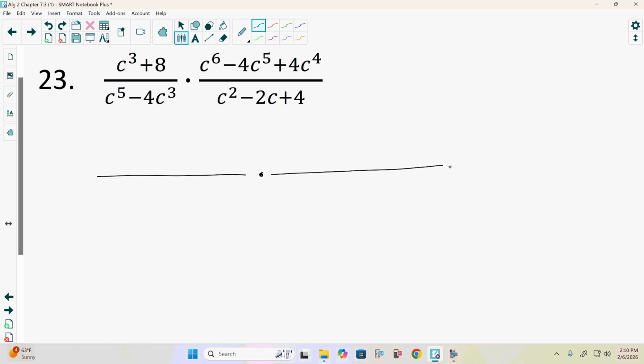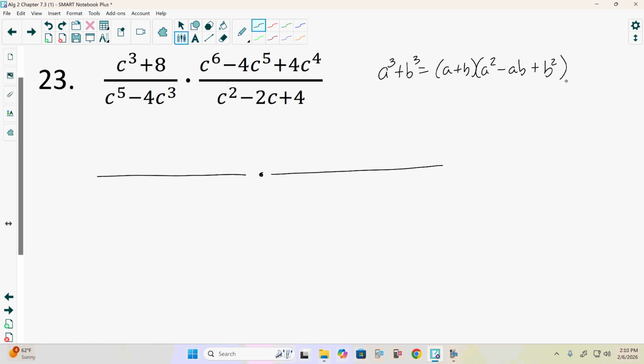Now the first numerator, c cubed plus 8, wouldn't necessarily be the first place that you'd probably start. But c cubed plus 8 is a sum of two cubes. Sum of two cubes, a cubed plus b cubed, is equal to a plus b times a squared minus ab plus b squared. That's just how it factors, our formula for sum of two cubes.